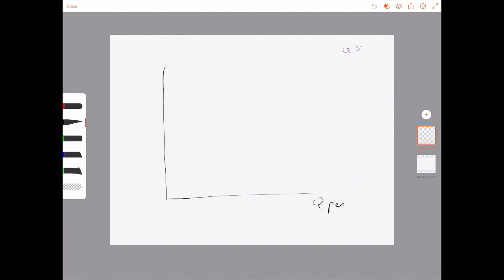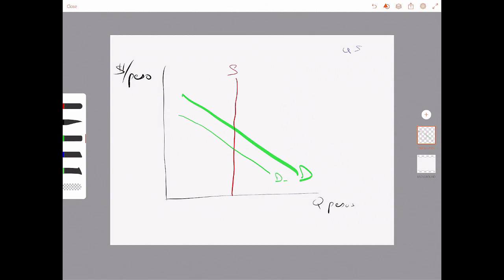Here we're looking at the quantity of pesos, and the dollar that you have to pay per peso. Here's the supply. Here's the demand. Well, in the US, we see the demand for pesos, or the demand for Mexican-made products, going down. And the result is that the dollar price per peso is going down. This is the weaker peso.